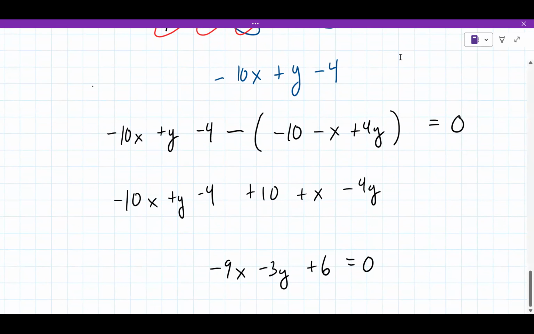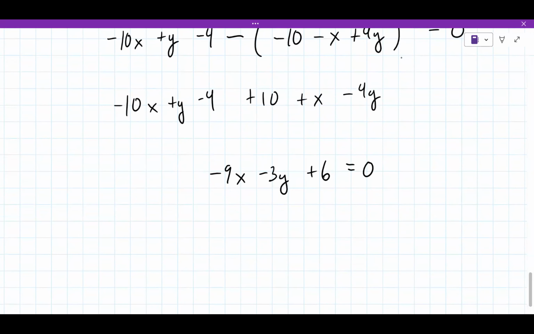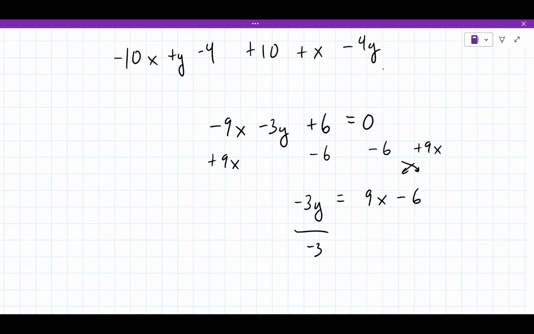So now we have to solve for y. So to solve for y, we're going to move the 6 over, and we're going to move the 9x over. And so it's minus 3y equals 9x minus 6. I'm just switching the order. And then you divide everything by negative 3. So y equals minus 3x plus 2.